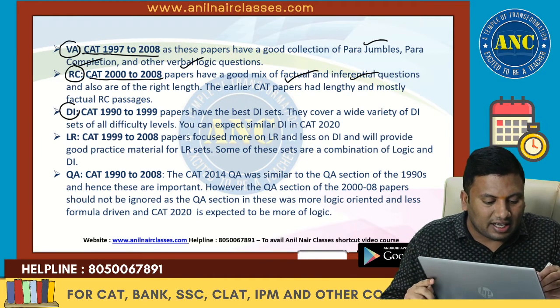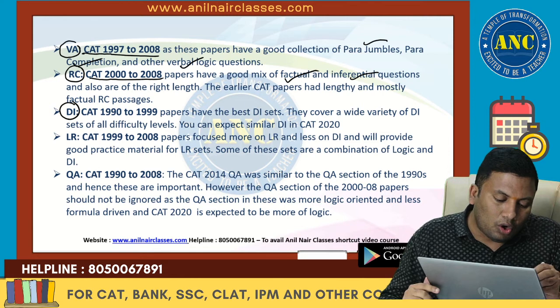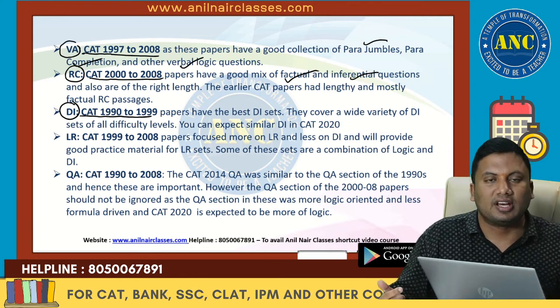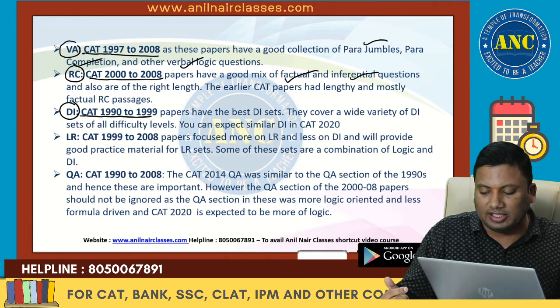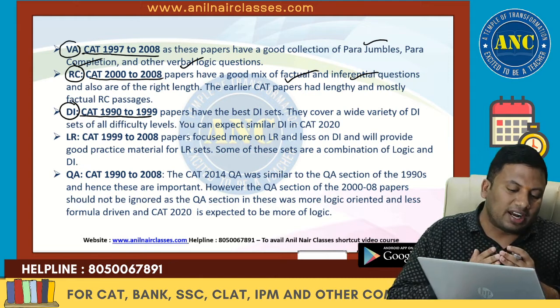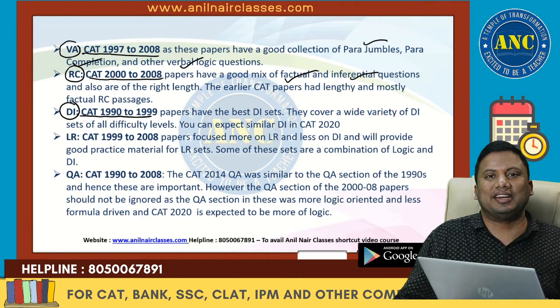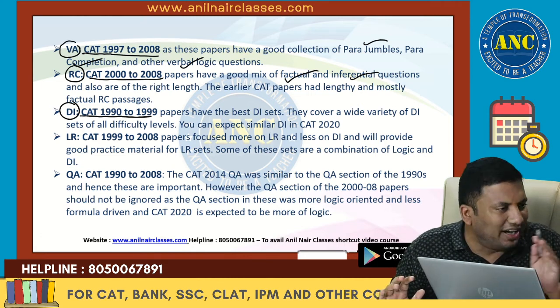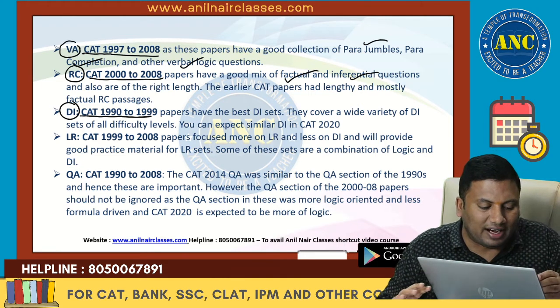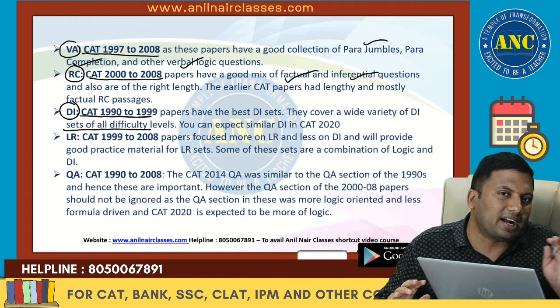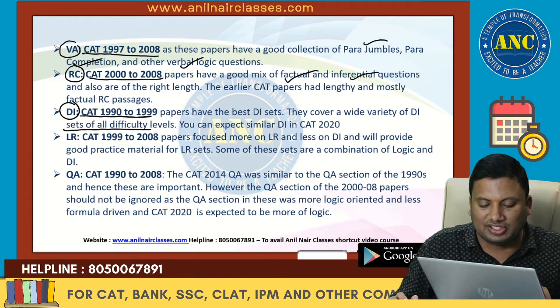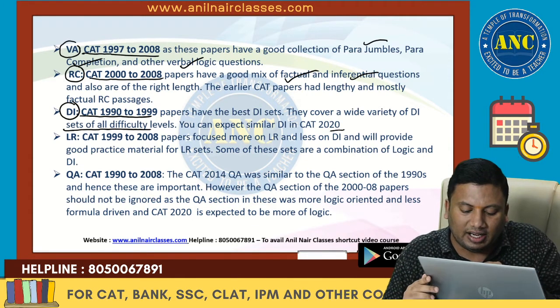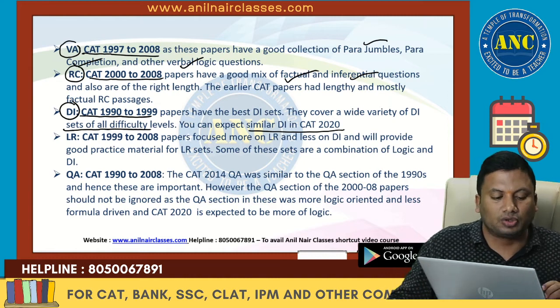For data interpretation, go through all the previous year CAT papers from 1990 to 1999. Every year, every DI caselet is of a good difficulty level and is most likely close to CAT 2019. You can expect similar kinds of DI caselets in CAT 2020.